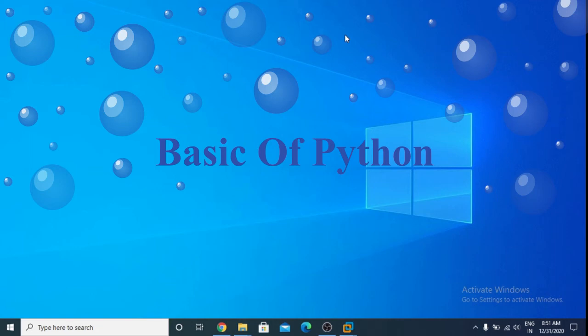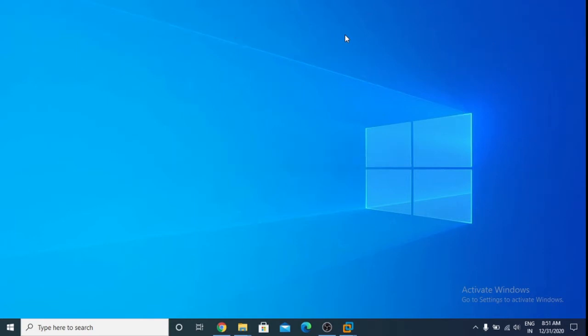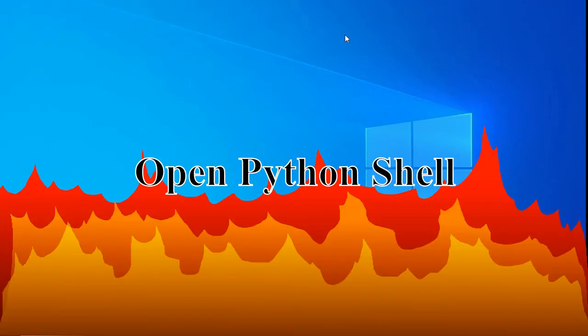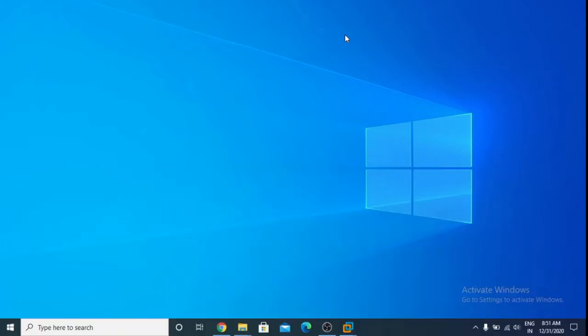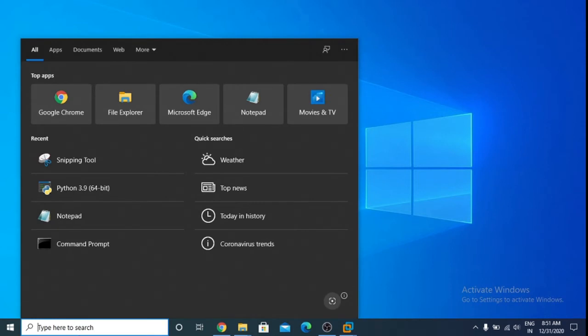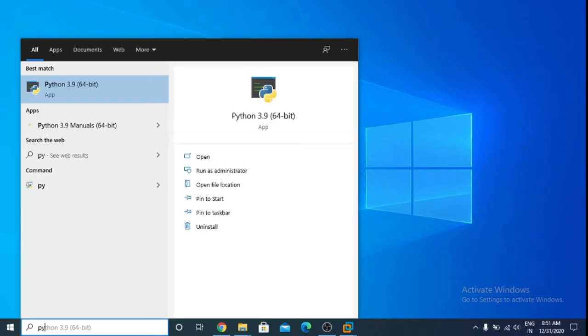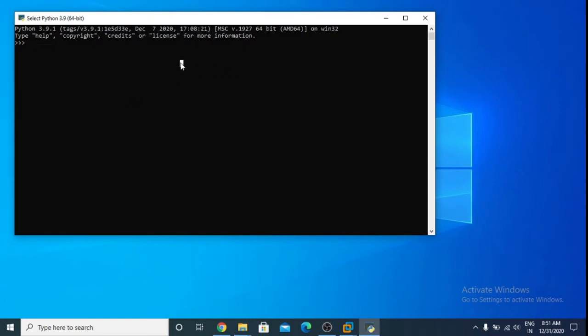Basic of Python. So I'm going to open here a Python shell. When we are done with the basics, then we move to PyCharm. So going to the taskbar and type Python. Okay, as I installed this in the previous video.